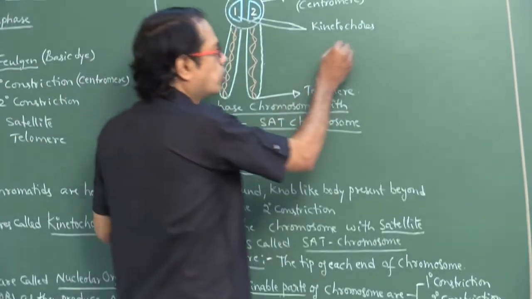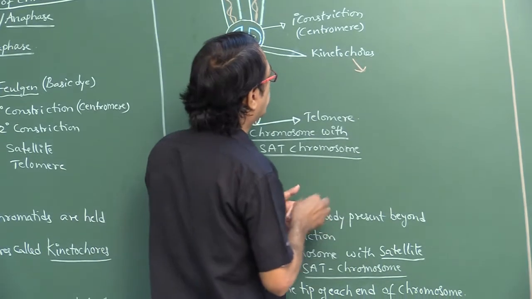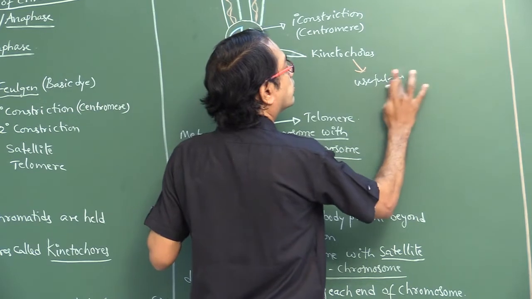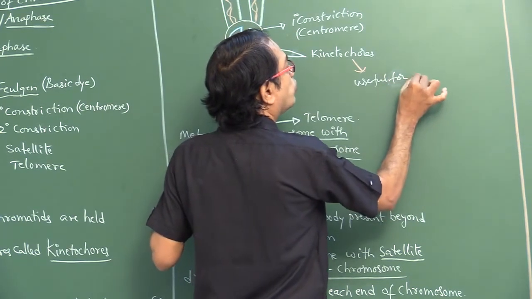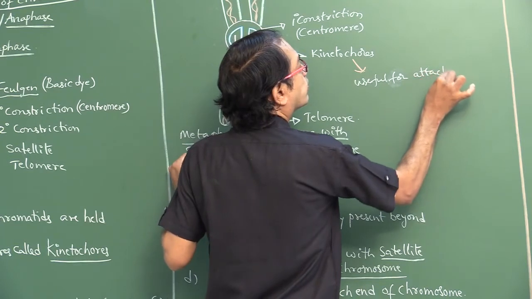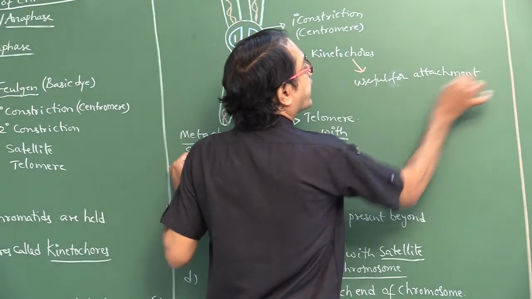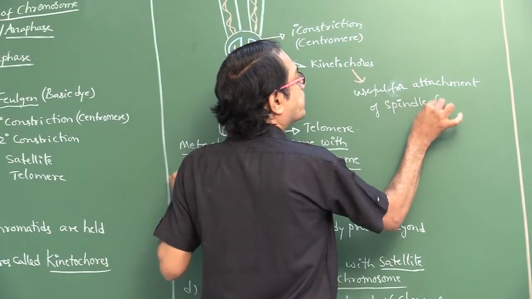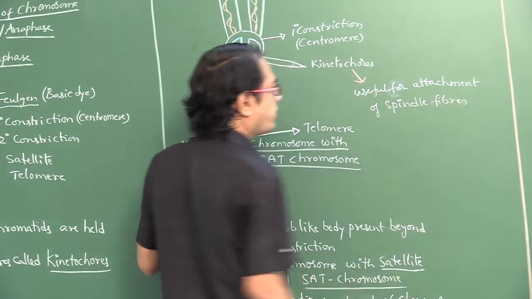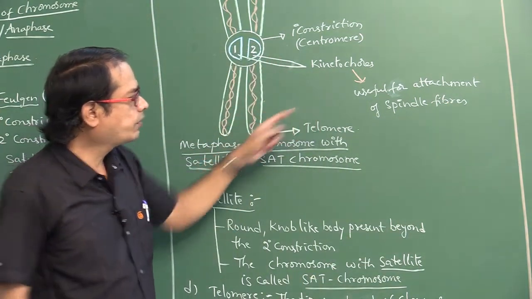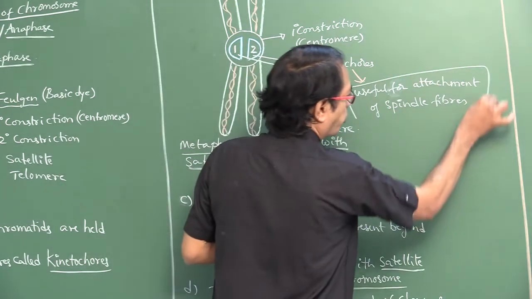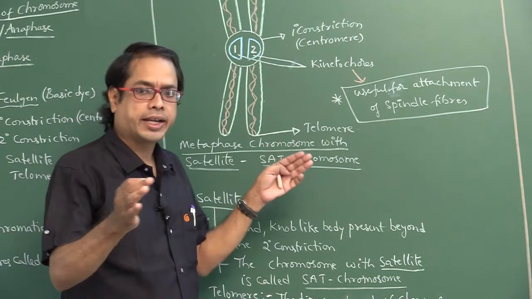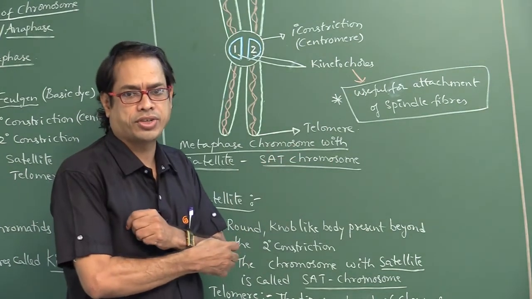Now, these kinetochores are useful for attachment of spindle fibers. What is the function of kinetochores? This is a very, very important point. Kinetochores are useful for attachment of spindle fibers during cell division.